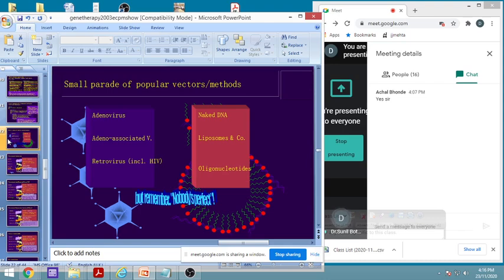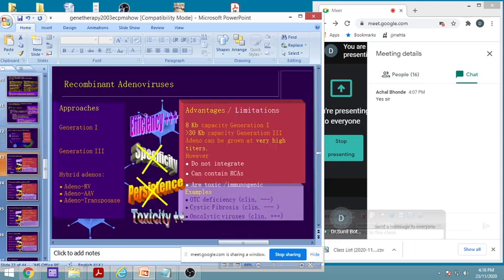Everyone has its own positive and good things, so nobody is perfect. Something is good with one while something is good with the other, and some are a problem with one and some are a problem with the other. Let us see what these are. So the first one is recombinant adenoviruses.